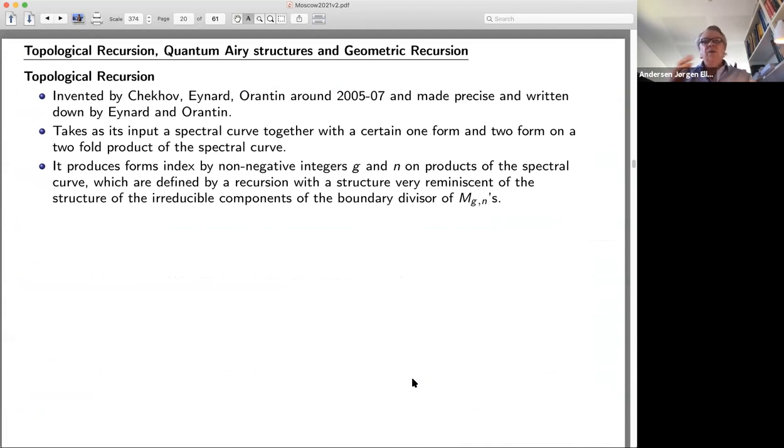So how does this fit into the picture of topological recursion, quantum Airy structures, and geometric recursion? So topological recursion, as all of you know, was invented by Chekhov, Eynard, and Orantin in about 2005 to 7, written up by Eynard and Orantin, and it takes as its input a spectral curve, and it produces, for non-negative integers g and n, recursively forms from the spectral curve, and the whole structure is totally reminiscent of the irreducible components of the boundary of M_{g,n}.